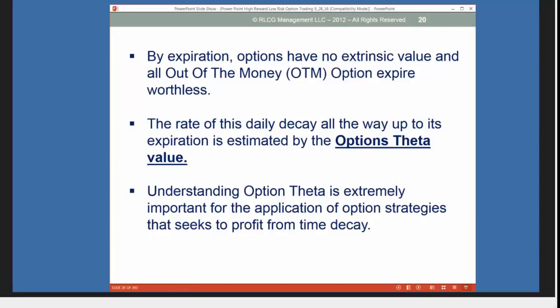So by expiration, options are going to have no extrinsic value left, and all out-of-the-money options will expire worthless. And the rate of this daily decay all the way up to its expiration date is estimated by the option theta value. So understanding option theta is extremely important for the application of option strategies that seek to profit from time decay. Basically every option strategy that you do is going to be affected by time decay, so you might as well understand how to use this theta right away.